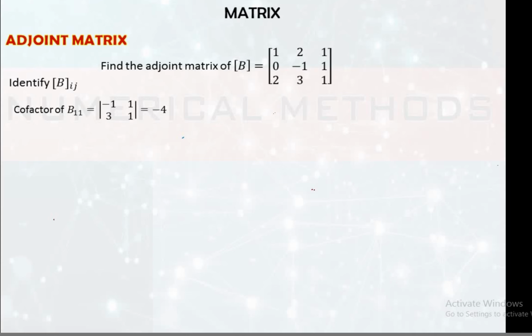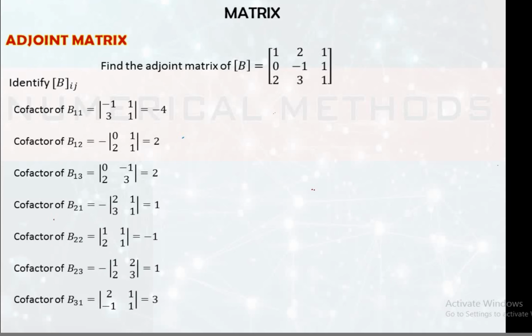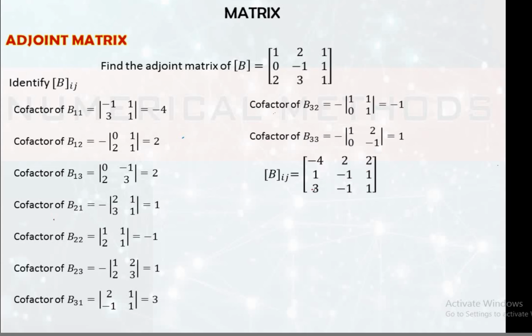Ma'am, paano nakuha yung negative 4? Balik, try to solve this using the process we did a while ago for the cofactor matrix. The cofactor of B12 is 2. The cofactor of B13 is 2. B21, 1. B22, negative 1. B23 is 1. B31 is 3. B32 is negative 1, B33 is 1. So this is the cofactor matrix of matrix B.